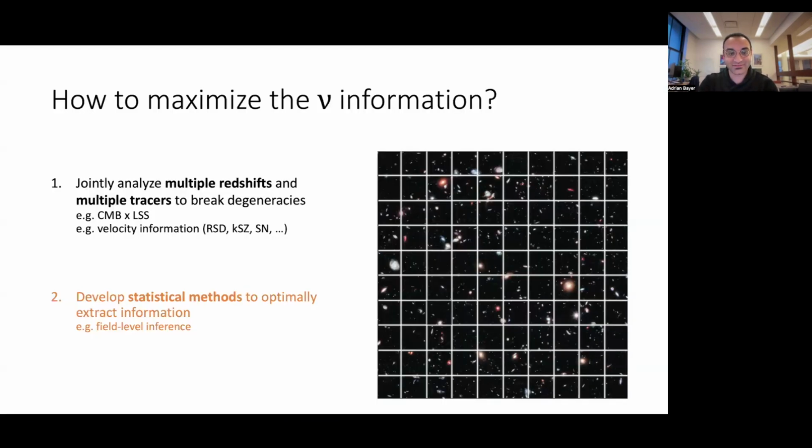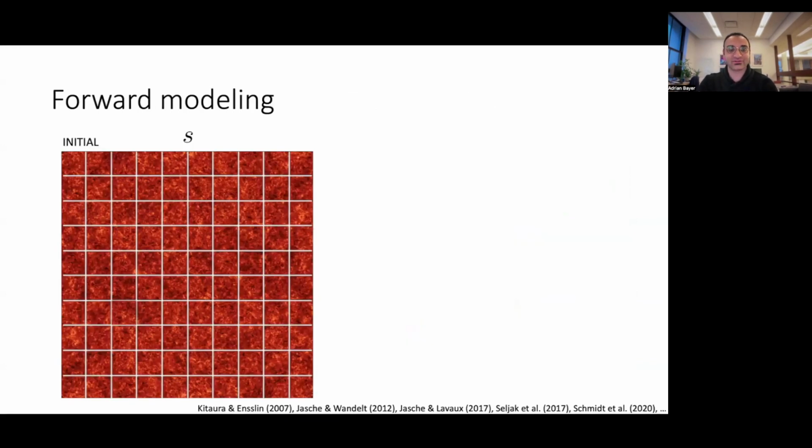And then in terms of developing statistical methods to extract information, the idea of field level inference is to say that we know that the initial universe is described by a Gaussian random field. So if you look at any pixel in the initial universe, it will be described by a Gaussian random variable. And then nonlinear physics makes things more complicated.